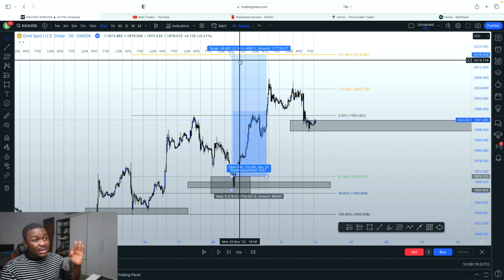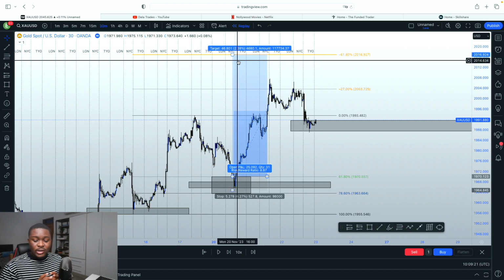460 pips in the market. If you are using a lot size of 0.01, you would have made about $46. If you had used the lot size of one lot, you'd have been making close to $4,600 on the market, just by understanding that when it comes to the swing point perspectives of the market, understanding market structure is important. Thank you guys so much for watching this video.